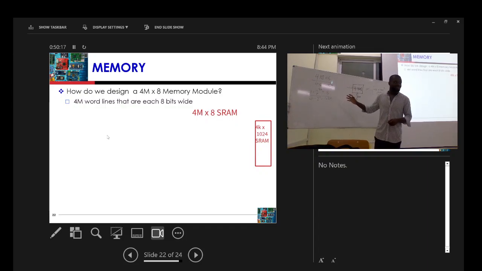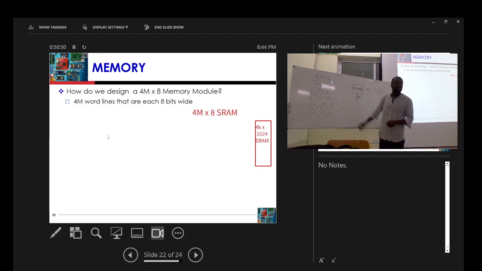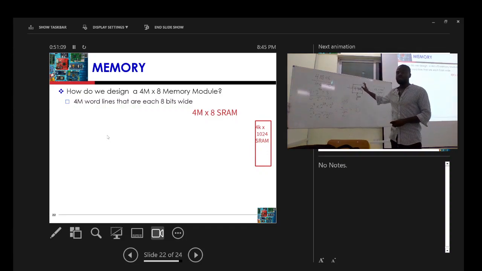Are you understanding it? Now, 4 is 2 to the power 2, times 2 to the power 20, times 2 to the power 8, divided by 2 to the power 2 times 2 to the power 10 times 1024, which is 2 to the power 10. So this is equal to what? 2 to the power 8. If I add all of this, what do I get? 2 to the power what? What's the answer? So I need 8 of 4K by 1024 to construct a 4M by 8.